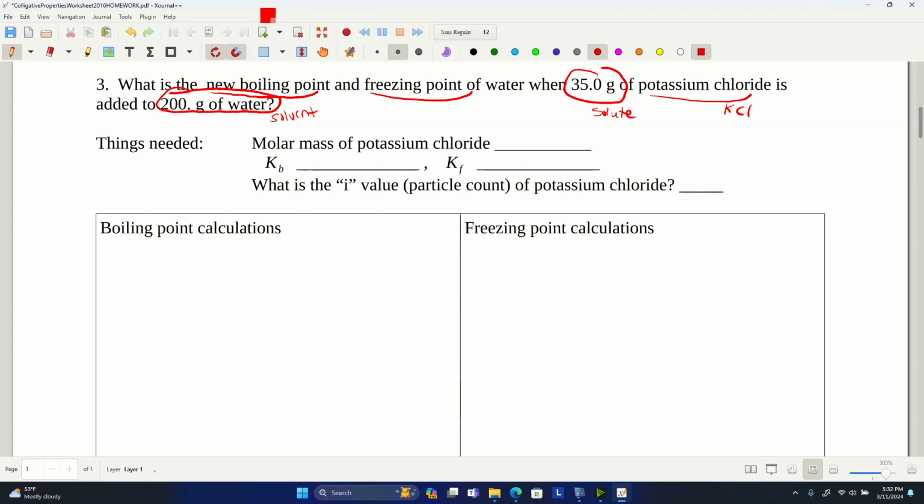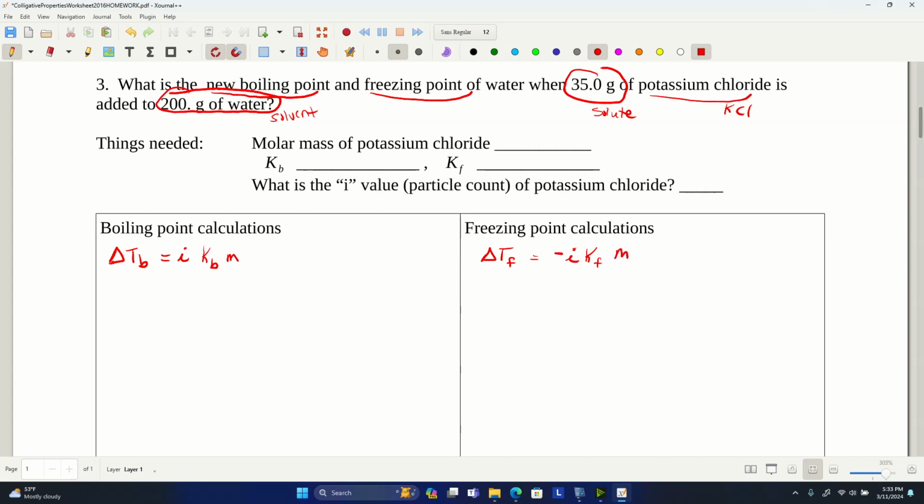I'm going to go ahead and write the formulas. For boiling point, you're going to need the delta T sub B, which is the change in the boiling point. This delta sign means change, not range or anything else. That means the change in the boiling point is going to equal the I value times the K sub B, which is the boiling point constant, times little m, which is molality. And the freezing point one would be delta T sub F, which means the change in the freezing point, equals negative I times K sub F times molality, little m.